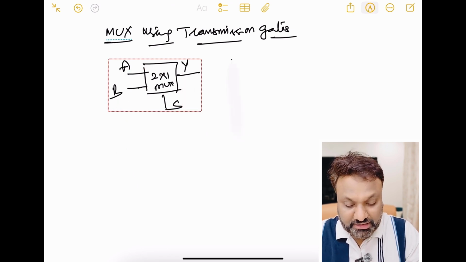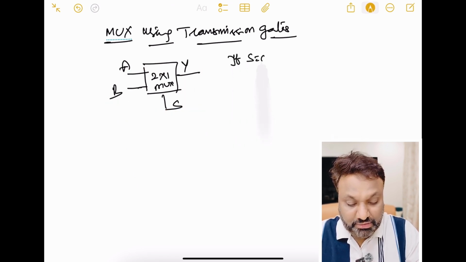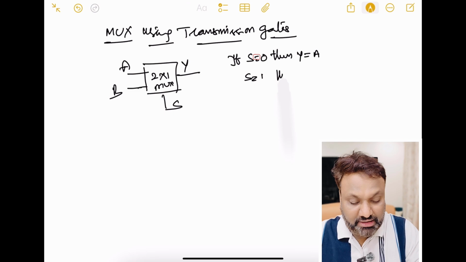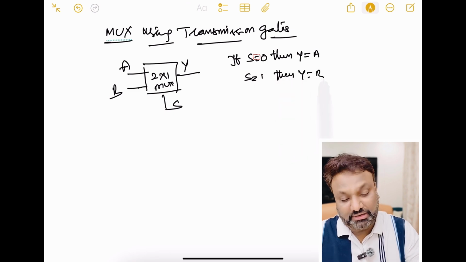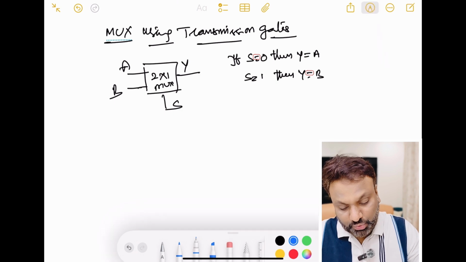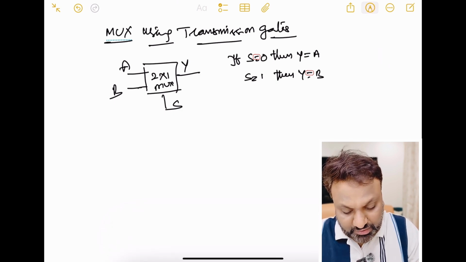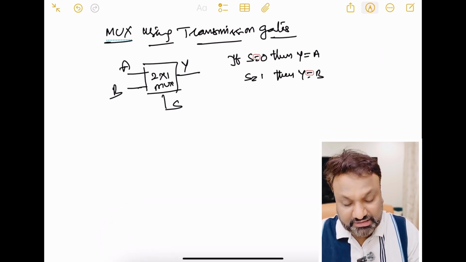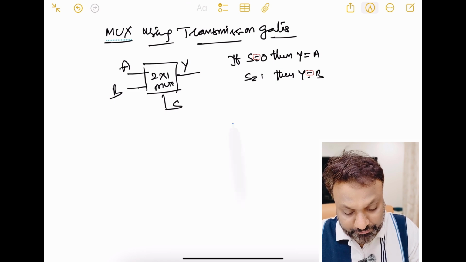What is the logic? If S is equal to 0, then Y will be equal to A. If S is equal to 1, then Y will be equal to B. This is the logic, right? So we can see how to implement this. What we will do is take our basic transmission gate, which is like this.